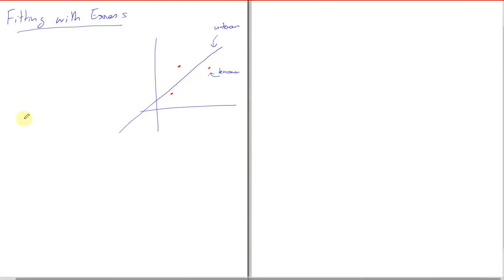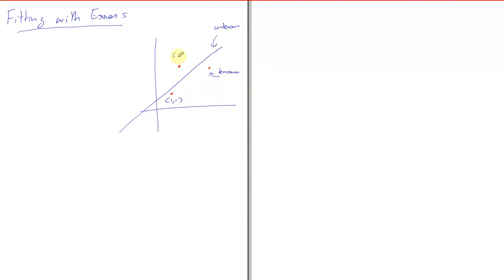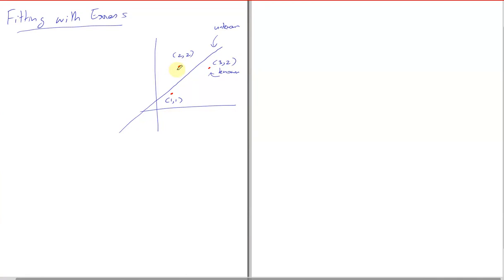You will have a matrix. So let's write down some points here. Let's say this is (1, 1), and let's say this is (2, 2). I'm just giving some numbers so that the calculations are easy. And this is (3, 2). Okay, so you are given these points.